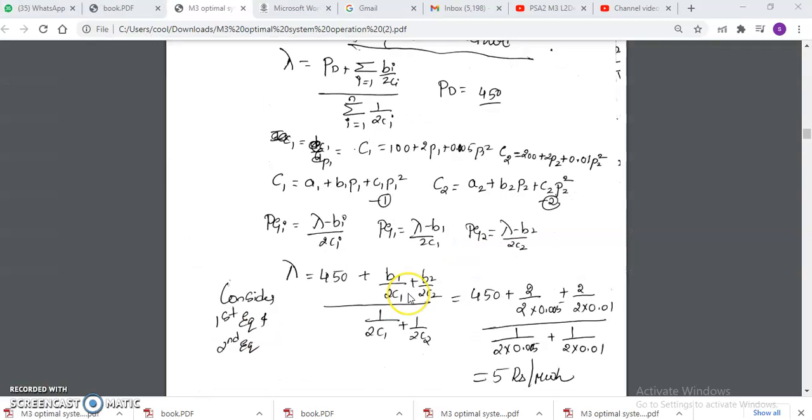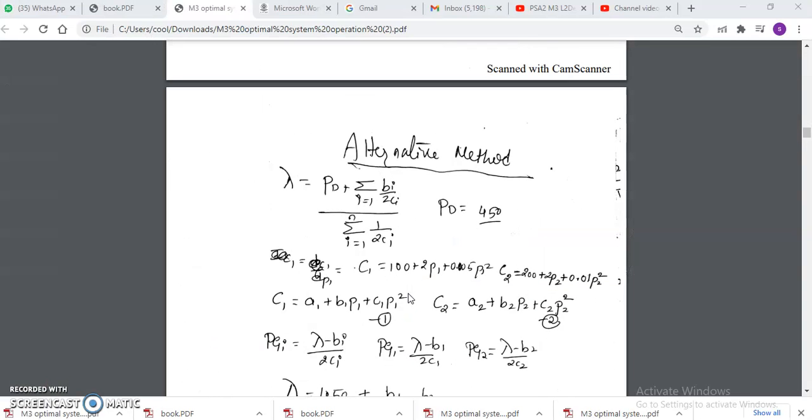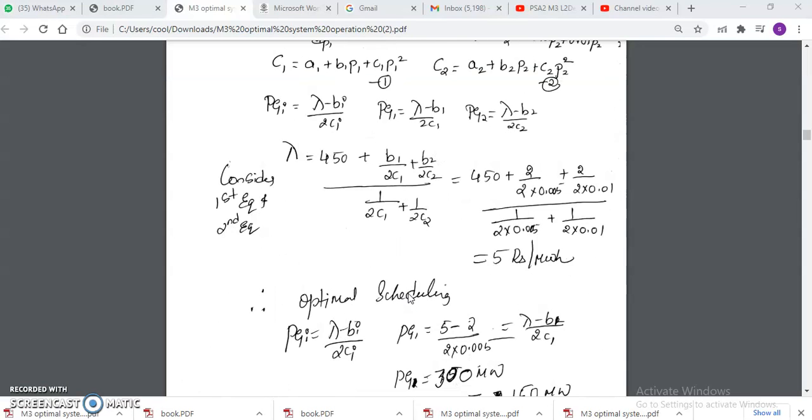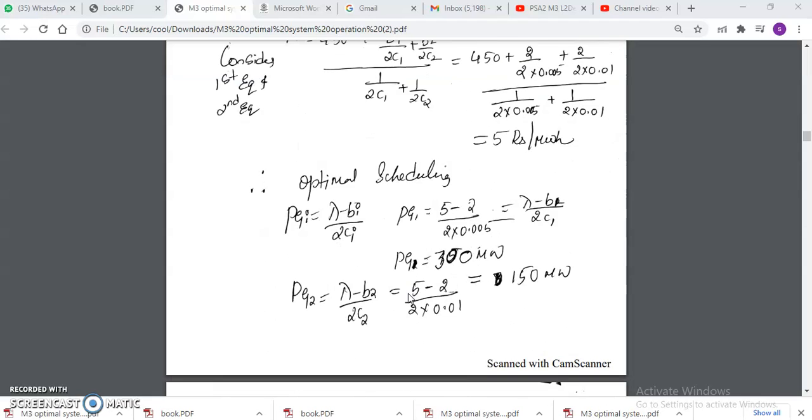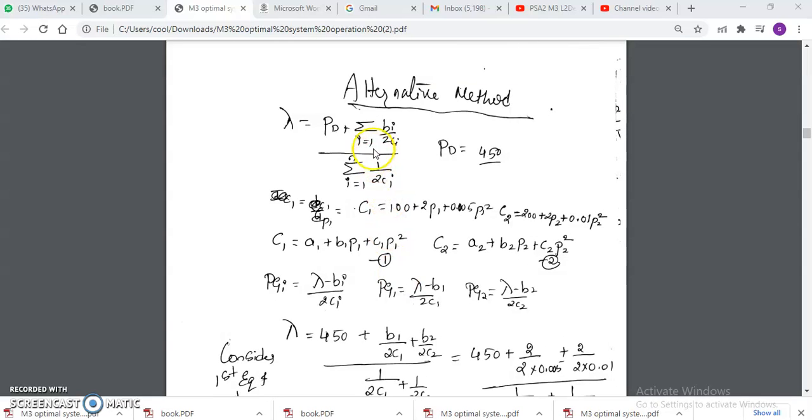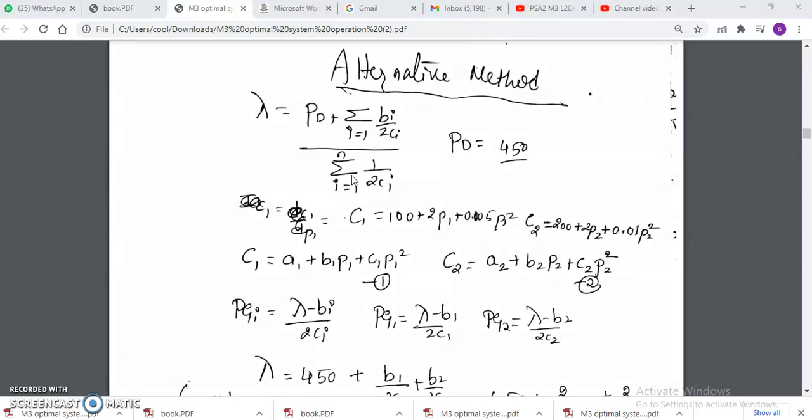See, for the same problem there is an alternative method also, so that we can find the Pg1, Pg2 values. The alternative method is that lambda we can find by the analytical method. The first method was: whatever equations they have given, IC1 and IC2, we equated, and along with that they gave the total demand, P1 plus P2 is PD. Both equations equated, we got P1, P2, and lambda we substituted in the equation.